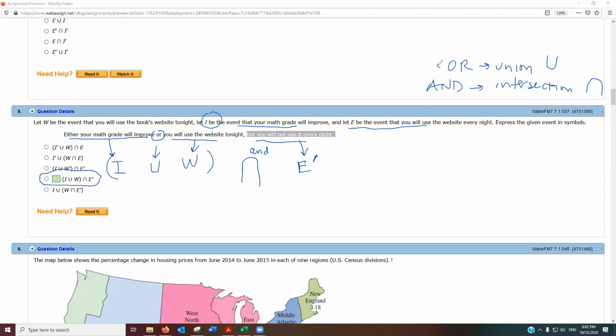Okay, so again, the word or, think of as a union symbol. The word and, think of as an intersection symbol.